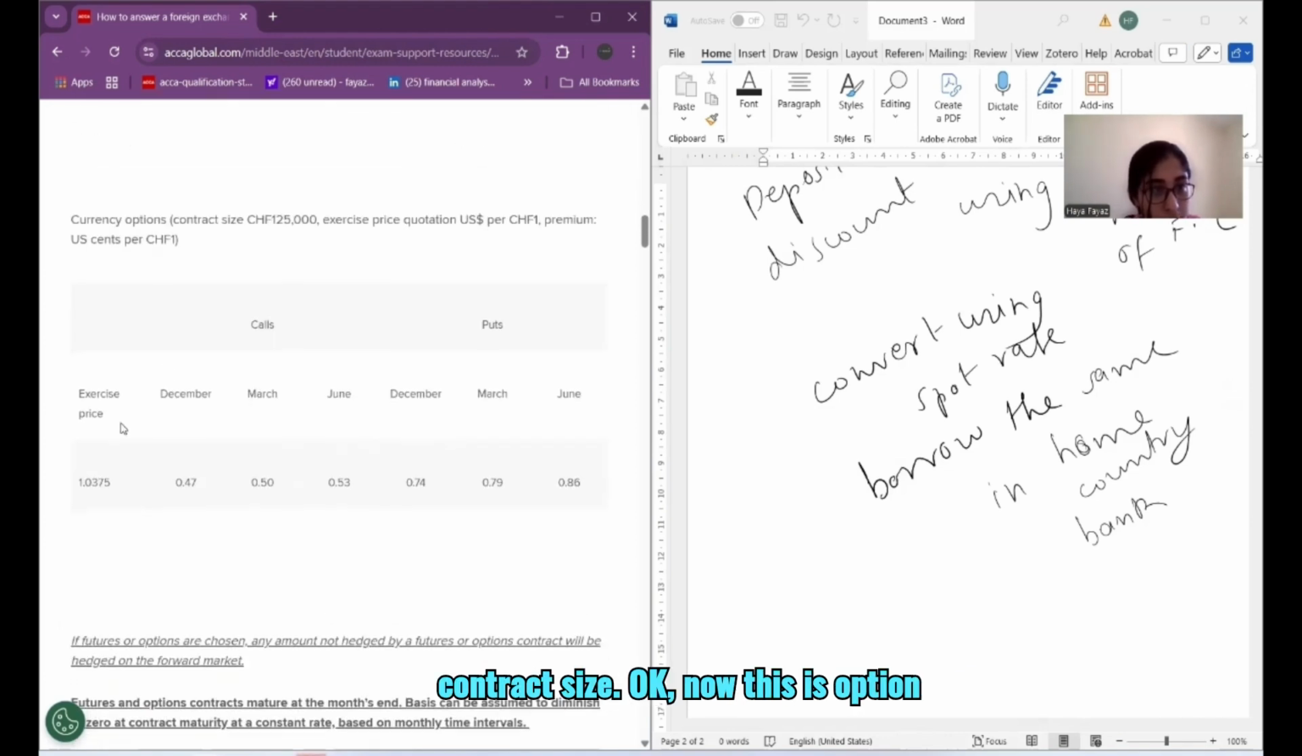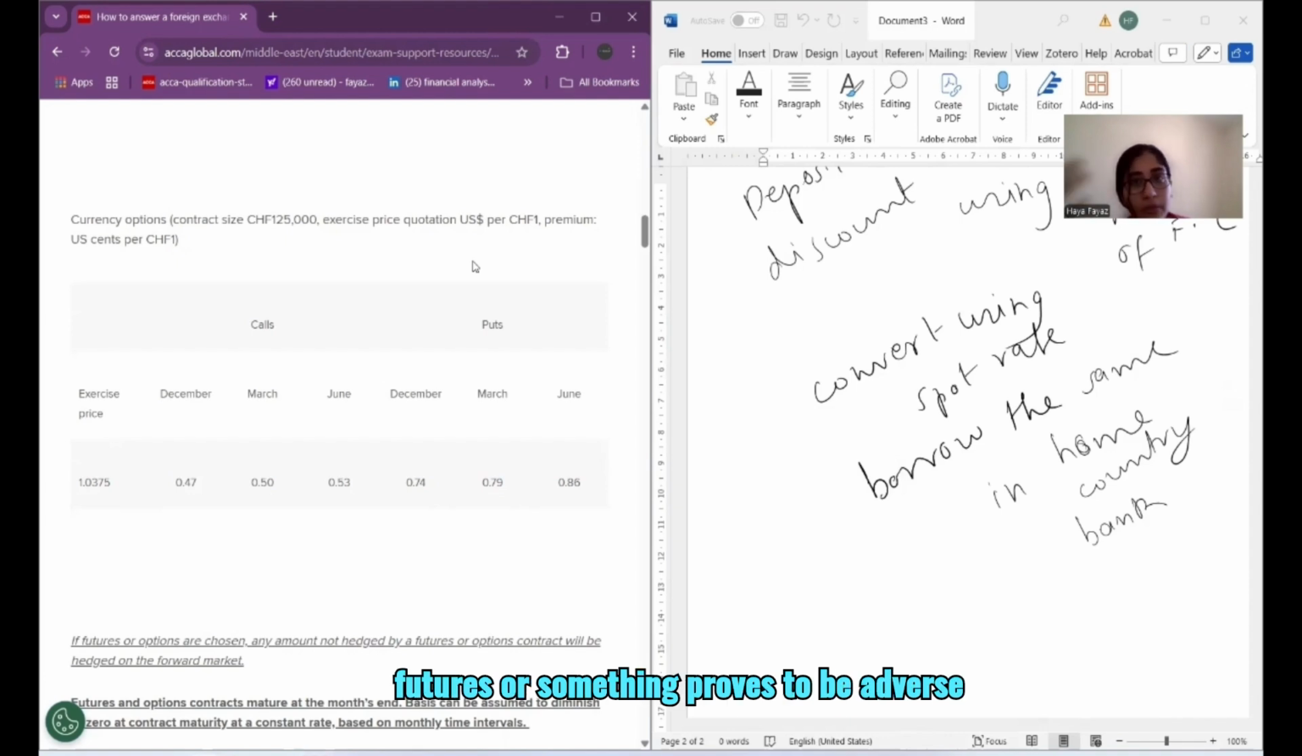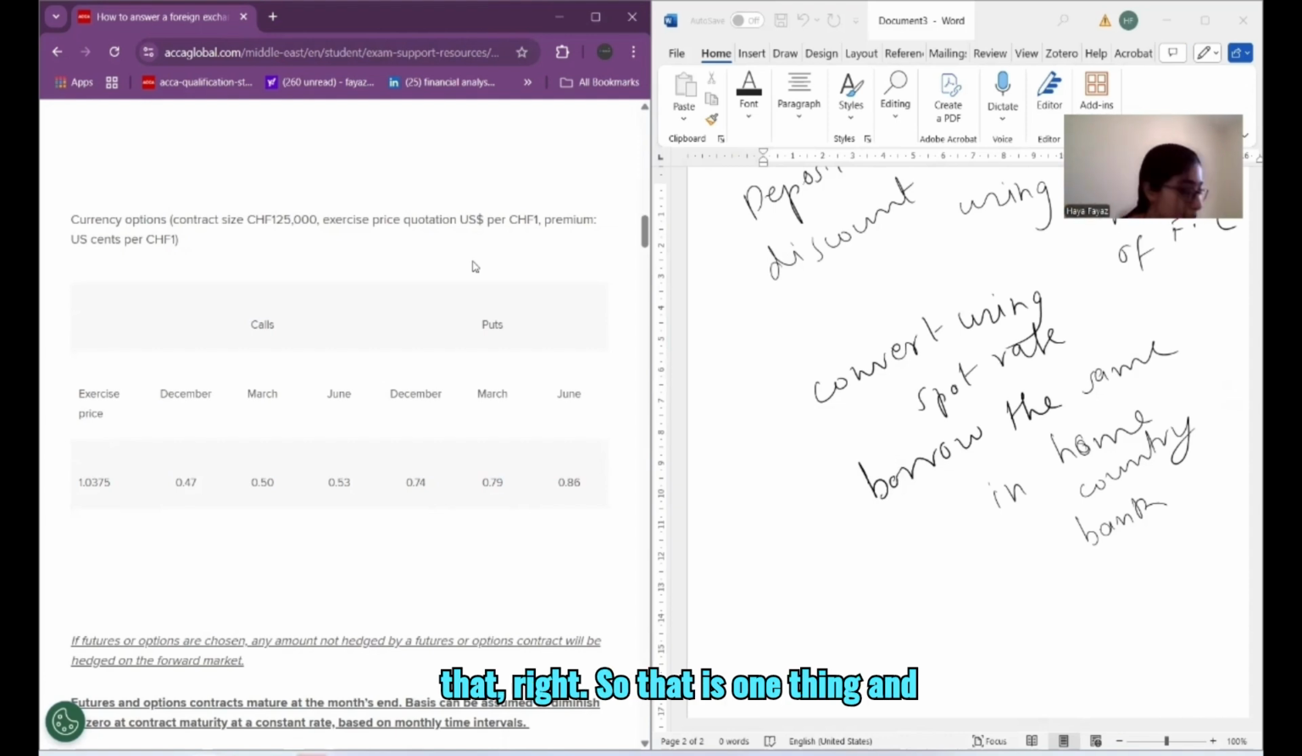Then currency options, contract size. Now this is option contracts, only one thing extra. There's calls, puts, there's a premium, of course, because option contracts is where you have the option to even leave. If your futures or something proves to be adverse for you, you can choose to go and select the market rates and exercise based on that. So that is one thing.